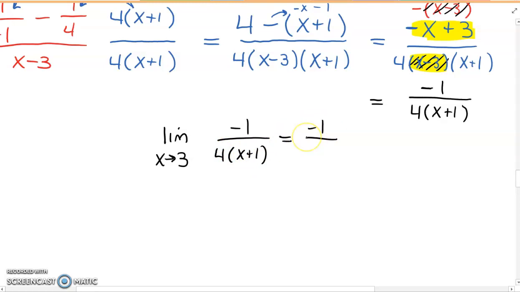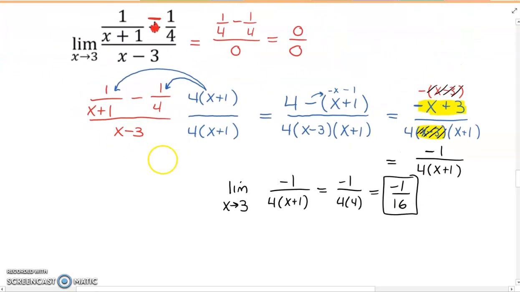So we get negative 1 over 4 times 4, and that's going to give me an answer or a limit here of negative 1 over 16.